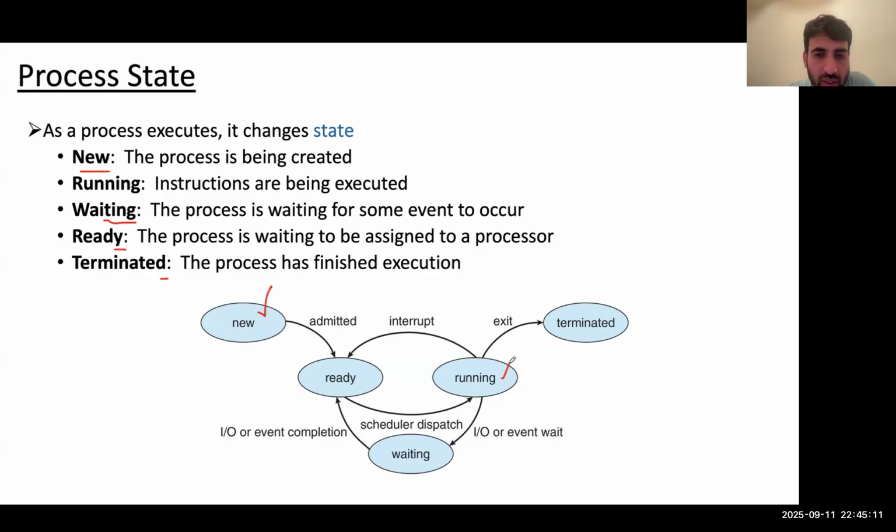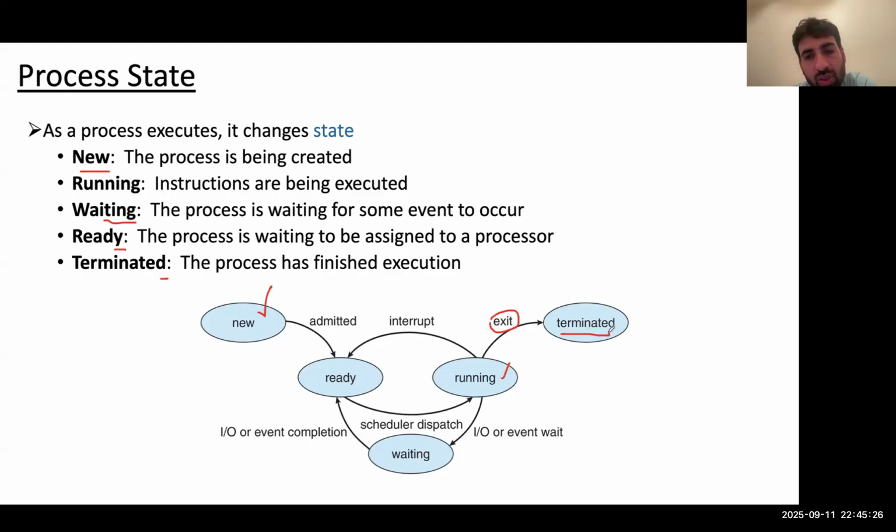When a process is in the running state, one of three things will happen. One, it will eventually complete its execution and exit by calling the exit system call, at which point its state will change to terminated.